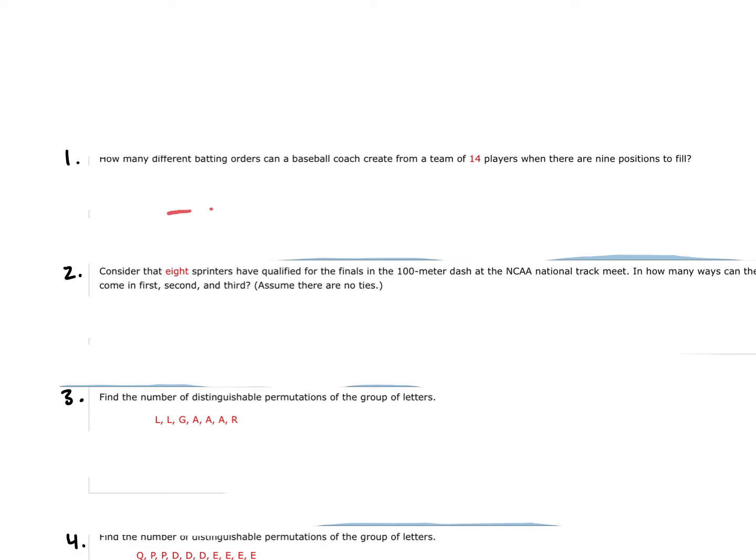So we have 9 different positions, so we can draw 9 spaces, 1, 2, 3, 4, 5, 6, 7, 8, 9. And then we would start with 14. But if I have somebody in the first spot, they can't also be in the second spot. So 13, 12, 11, 10, 9, 8, 7, 6. So we could do it this way and then just multiply all of these numbers together.